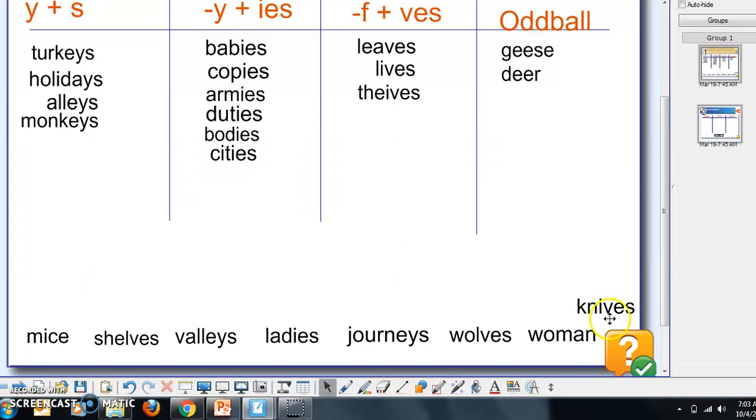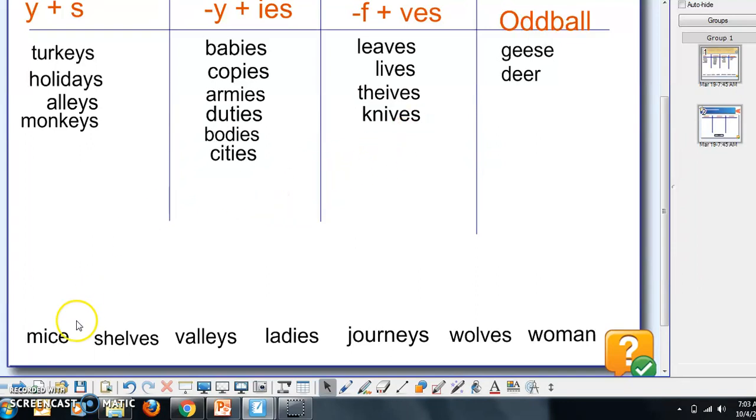Take a look at the next word. It's knives. The singular version of knives would be knife. What do you notice about this word? You got it. I would have to subtract the F and add VES to make it plural. Let's say the words that are in this column. Leaves, lives, thieves, knives. Does it look right? Does it sound right? I agree.